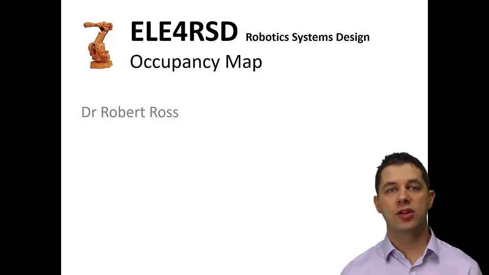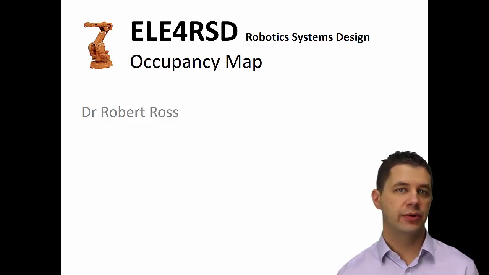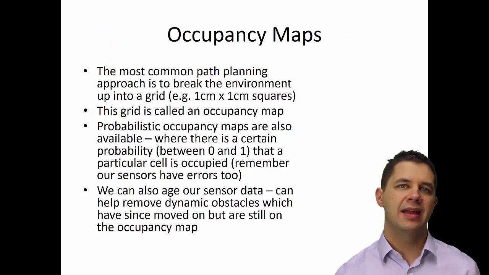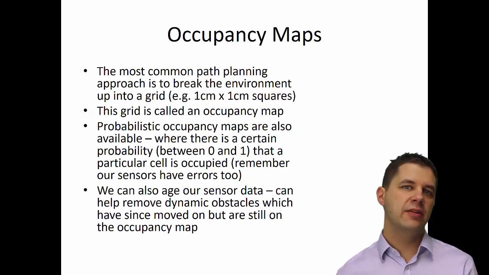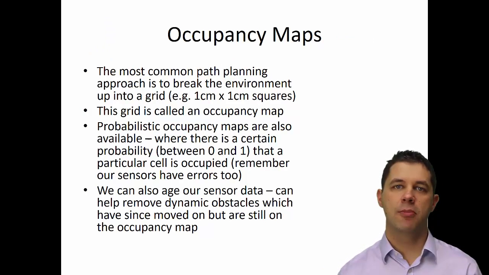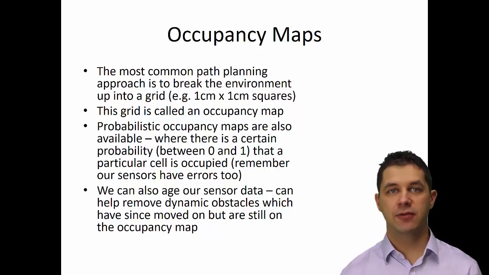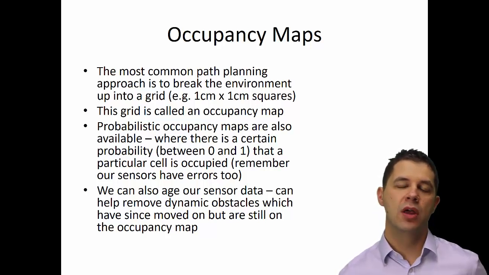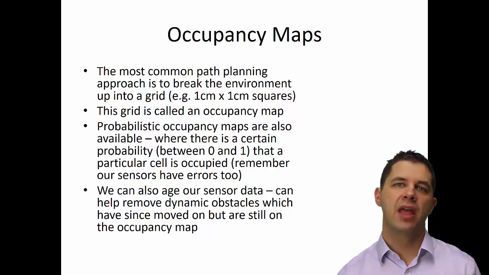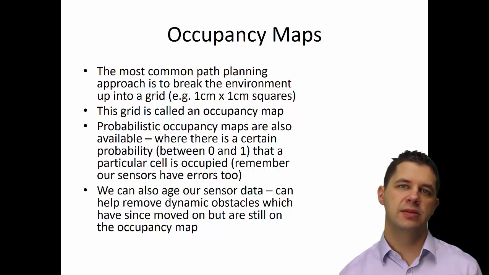In this video, I'll be looking at the concept of an occupancy map with regard to robot navigation. The basic idea is we break the environment up into a grid. So maybe we break the environment up into a grid of squares, maybe 1 centimeter by 1 centimeter. That's a fairly small size, small granularity of the grid there. And we call this grid an occupancy map.